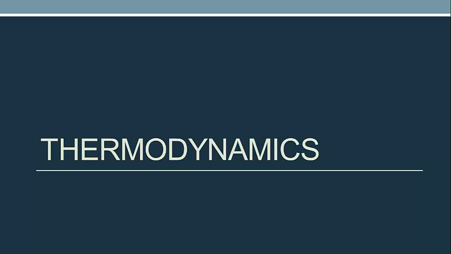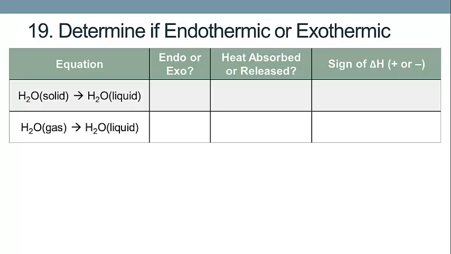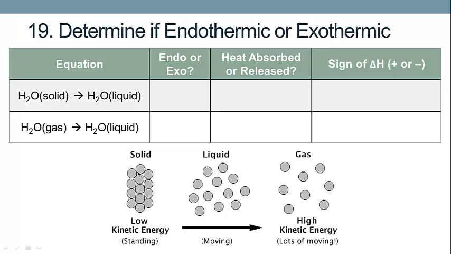The next section is about thermodynamics. For each of the following, determine if the reaction is endothermic or exothermic. First I have solid water becoming liquid water. This is also known as melting, so heat has to be absorbed to melt something, making this endothermic. Because it is endothermic, delta H will have a positive sign.